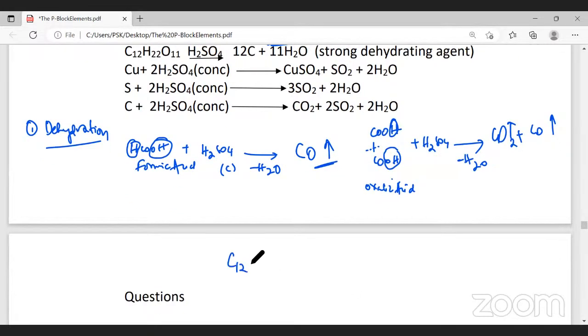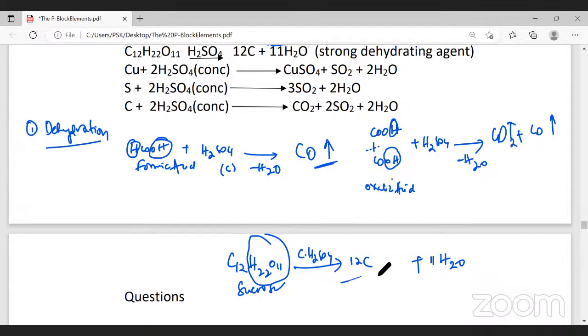Likewise, if you take sugar, C12H22O11, this is sucrose. Sucrose is the sugar we eat. When this sucrose is treated with concentrated sulfuric acid, if you take sugar in a test tube and add concentrated sulfuric acid to it, the sulfuric acid, being a dehydrating agent, removes water. When it removes water, what is left is only carbon. This carbon is black in color, so it's called sugar charcoal.